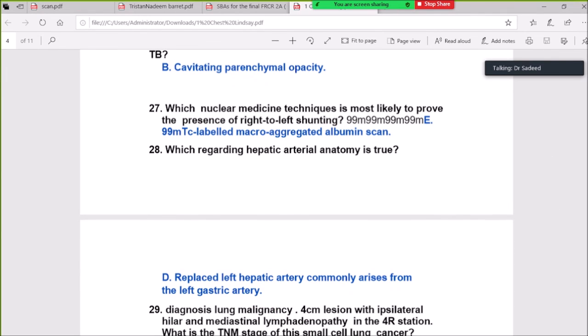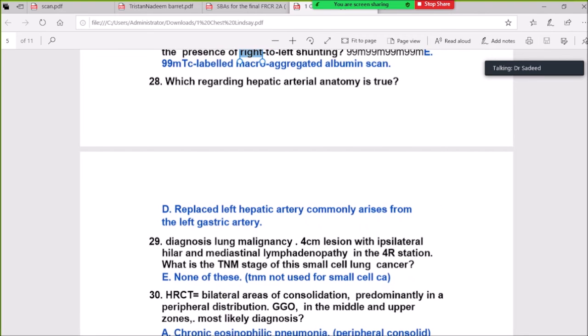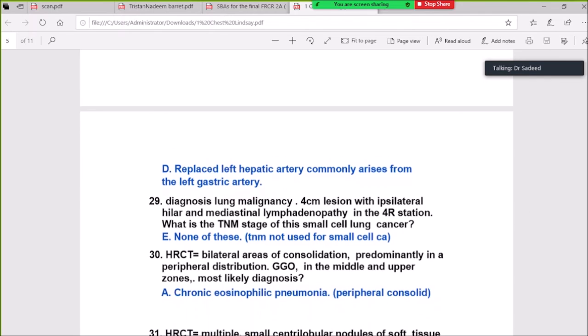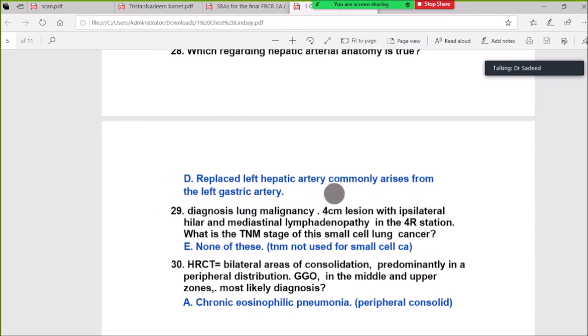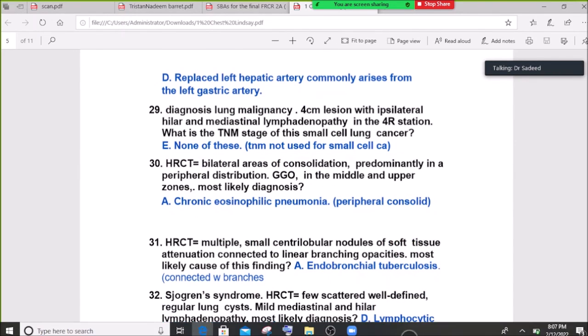Question 27. Which nuclear medicine technique is most likely to prove the presence of right to left shunting? Technetium-99m labeled macroaggregated albumin scan will show the presence of right to left shunting. Question 28. Which statement regarding hepatic arterial anatomy is true? Replaced left hepatic artery commonly arises from the left gastric artery. Question number 29.